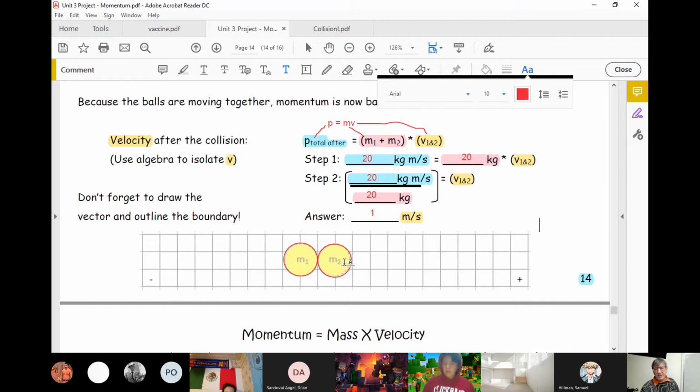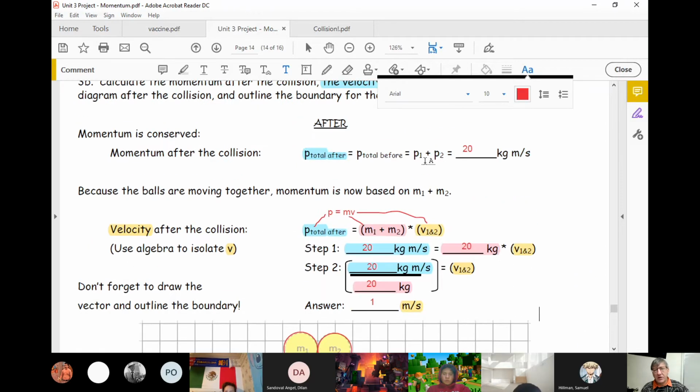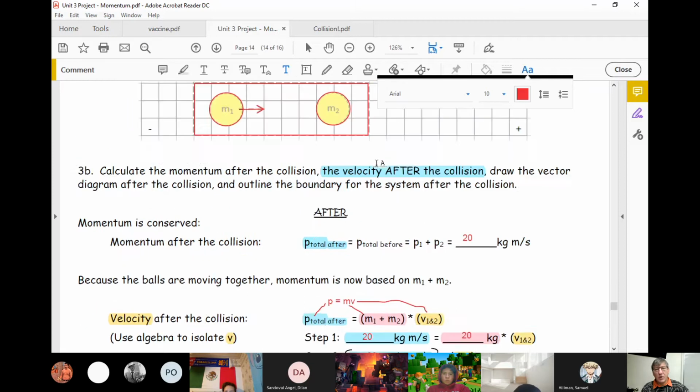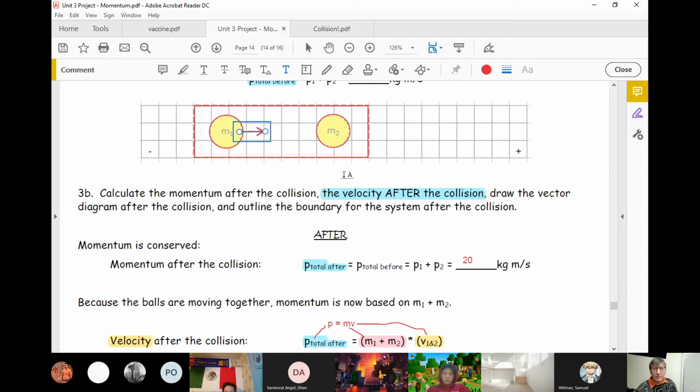So the two balls are stuck together. They're both 10 kilograms each, making a total of 20 kilograms. And they're moving forward at 1 meter per second. Now this is where we have to be careful with our arrow, because the arrow is not only showing the velocity, it's showing the momentum. And remember, the momentum after was 20, just like it was before. So actually, I need this same size arrow to represent momentum.